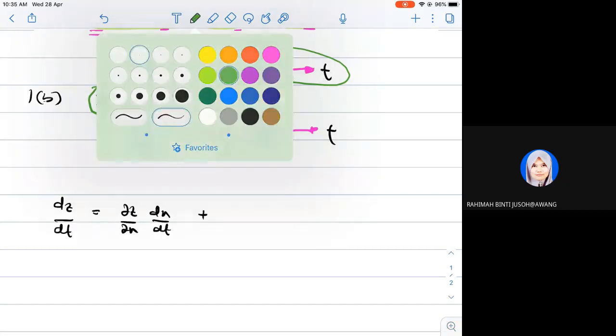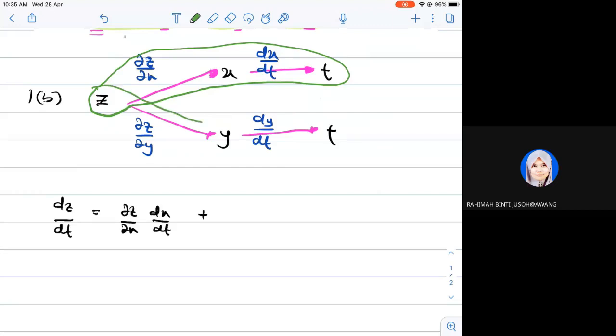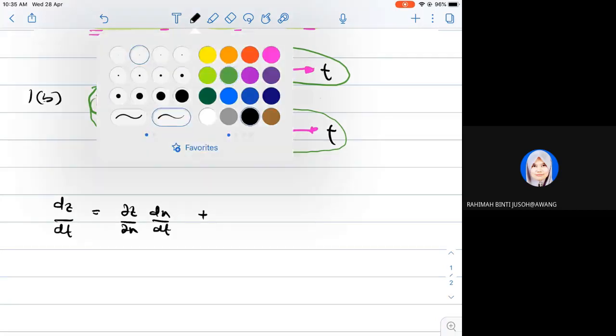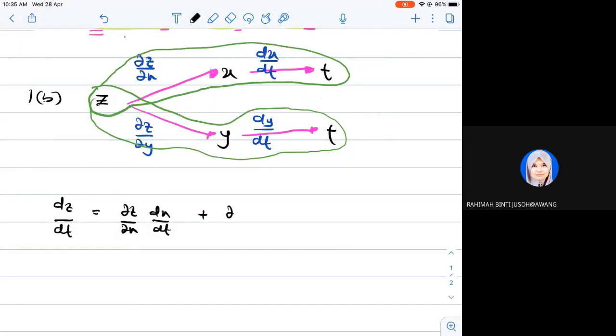Next, the second path, we move from Z and then we go to Y and then we go to T. So this is the second path. So the operations involved here are del Z over del Y and then dy over dt. So that's the chain. Nah, ini chain ni. Dalam final exam, benda ni satu markah. This formula consists of 1 mark. So make sure you write this.